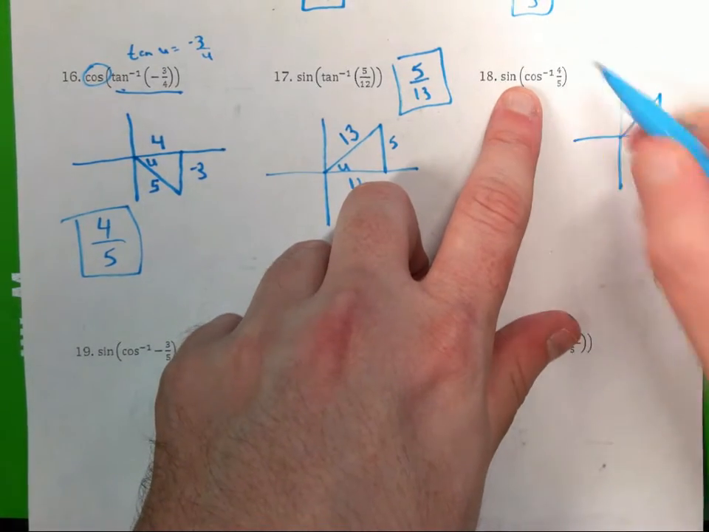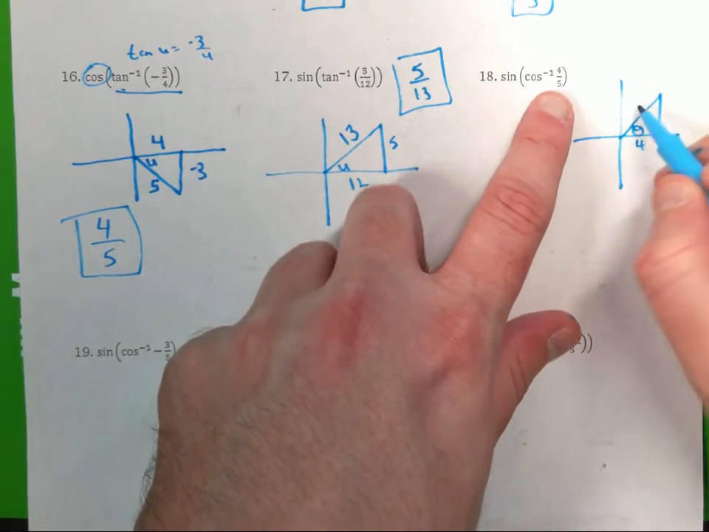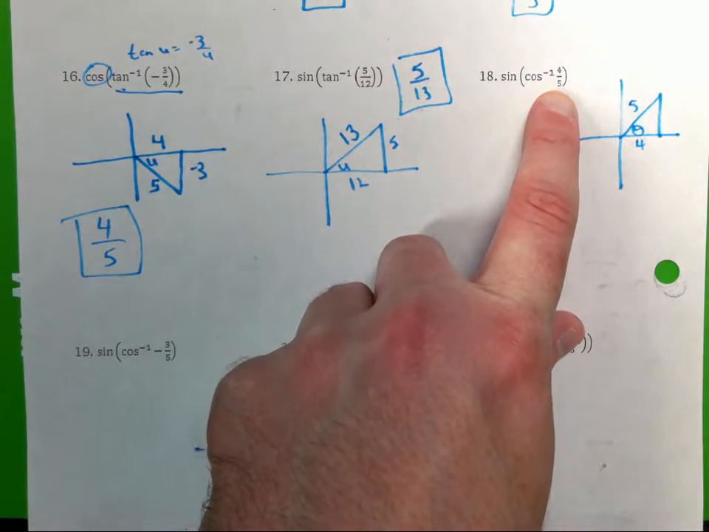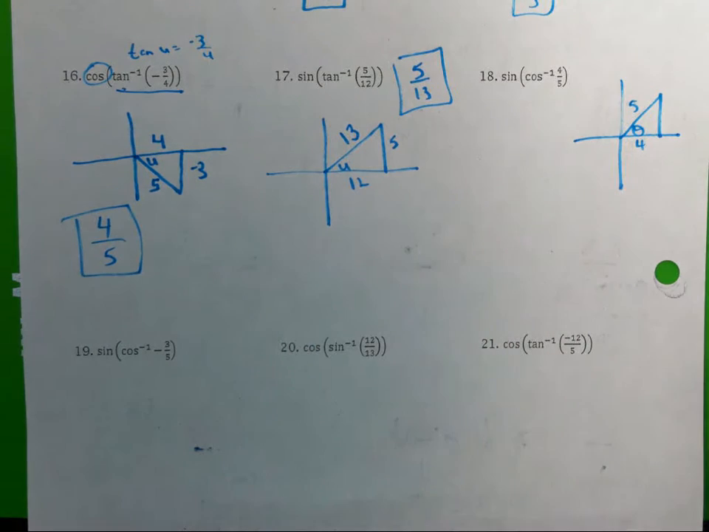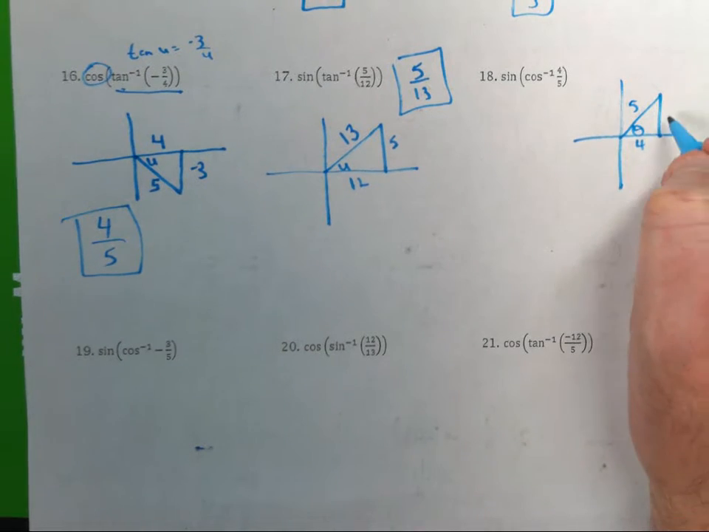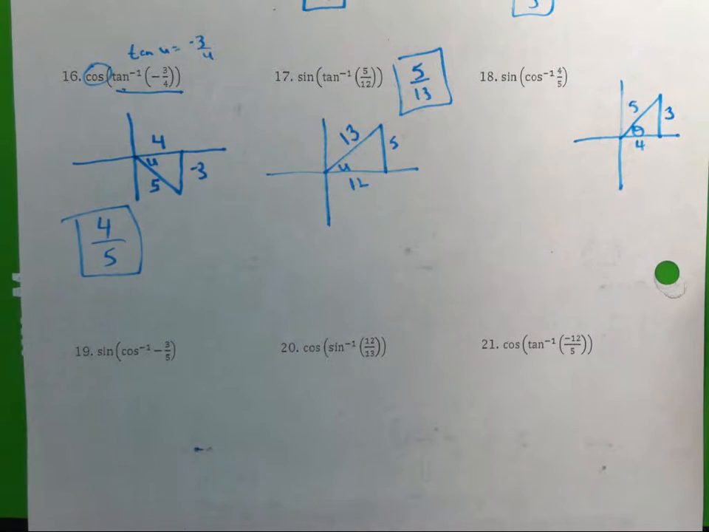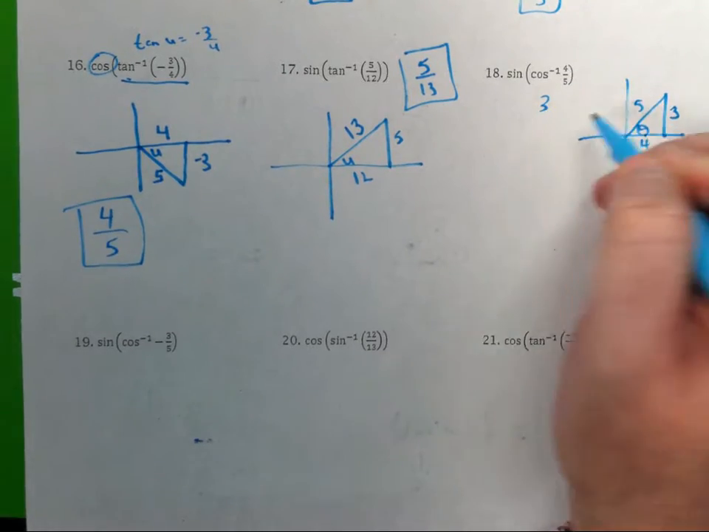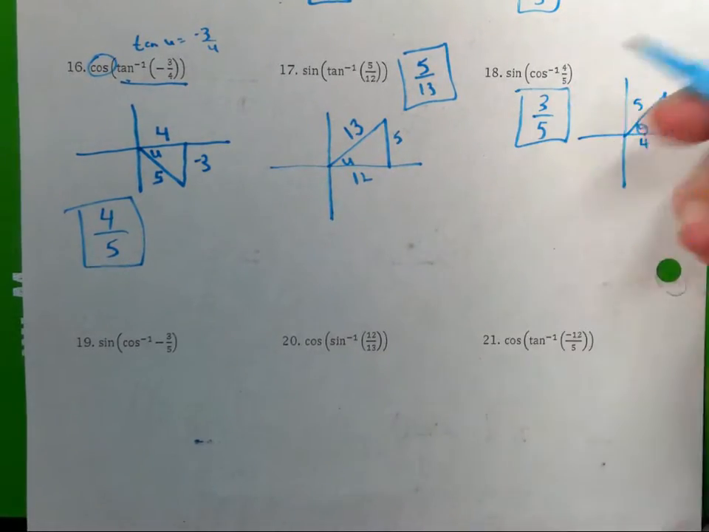Now, adjacent is here, a theta. My hypotenuse is 5. So I'm finding a missing leg. So you've got a squared plus 4 squared equals 5 squared. So what would this be over here? 3. I want the sine. What is opposite of theta? 3. What's my hypotenuse? That's your answer.